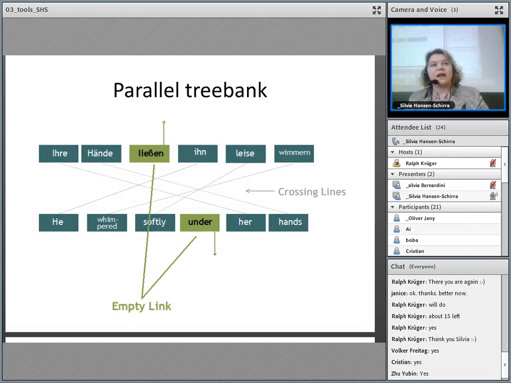We can ask for words which are aligned, for example, hands. So we can look for every word which is aligned to another word which has a different grammatical function in the target text. And so we get these translation strategies displayed. And then we have non-alignments, which we can query as well. For example, lesen or this one, under, which might be interesting as well. So this is possible with our corpus.